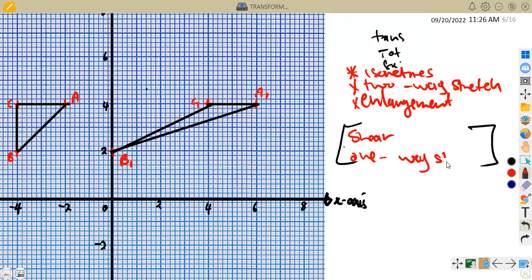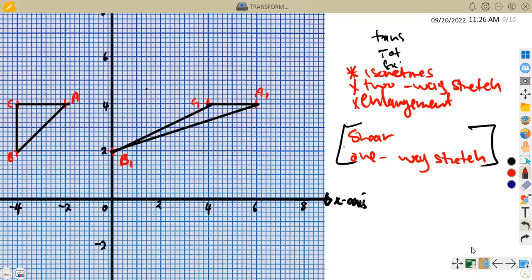All right, so this is what I want you to note from this part. We're left with shear and one-way stretch. These are the two answers that you're supposed to have, either shear or one-way stretch. How are we going to see whether it's a shear or a one-way stretch?